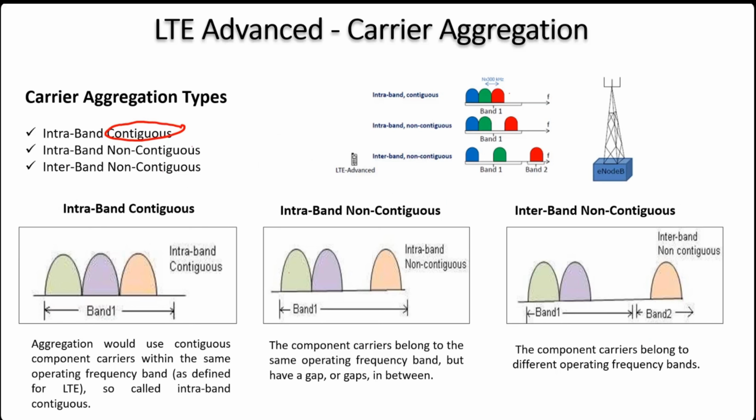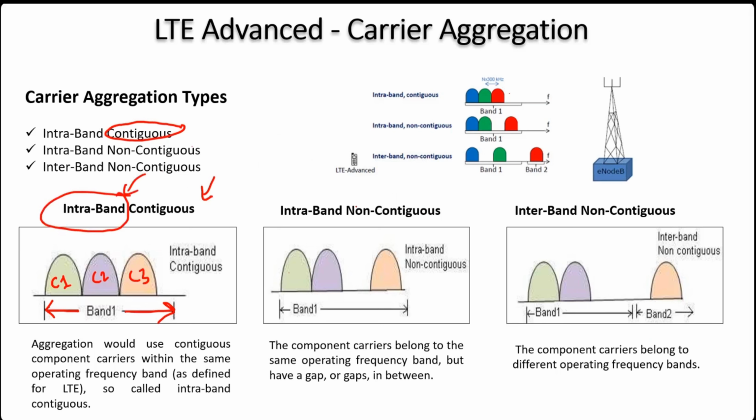So when I'm talking about intra-band contiguous CA type, let's suppose this is carrier 1, carrier 2, carrier 3. In this aggregation, we are going to use contiguous component carriers within one particular band, within the same operating band. Getting my point? In this case, we call it intra-band. If somebody asks you the definition, you can go with this.